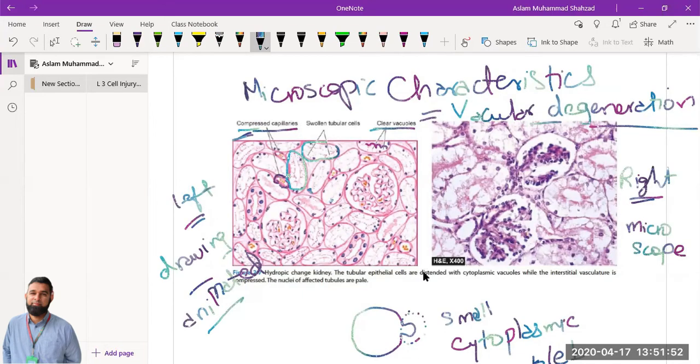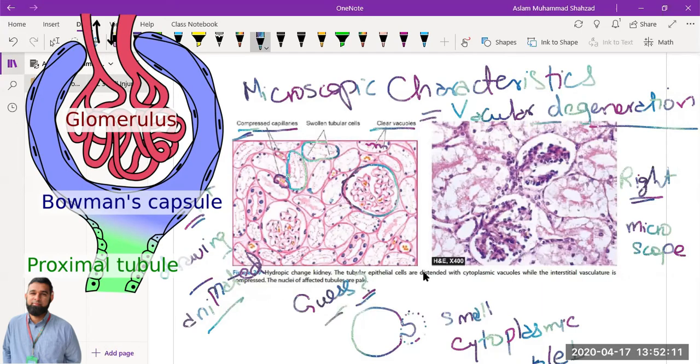If we take a look at this picture, we know that there are clear vacuoles, swollen tubules, and that leads to the compressed capillaries. But what is this big structure? Any guess? This is actually the glomerulus.